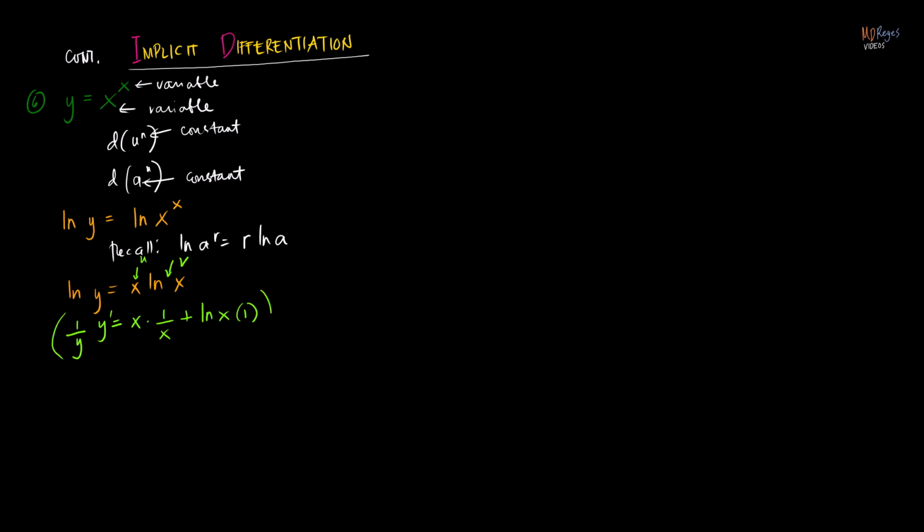Okay, and then we'll solve for y prime. By multiplying both sides of the equation by y, we'll be able to cancel y out on the left side, and we'll just have y prime equals x over x is 1 on the right, plus ln of x, this quantity multiplied by y. But remember that y is equal to x raised to x in the given. So we can just write y as x raised to x. So y prime is equal to x raised to x times 1 plus ln of x, where x raised to x is y. Alright, so we have the derivative of the function.